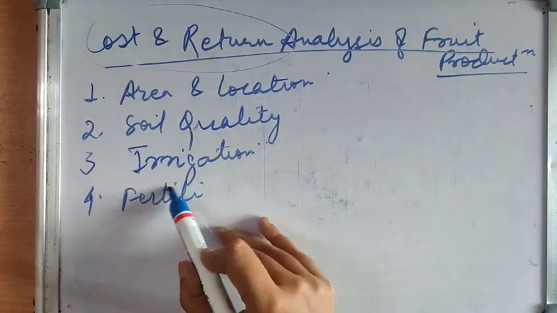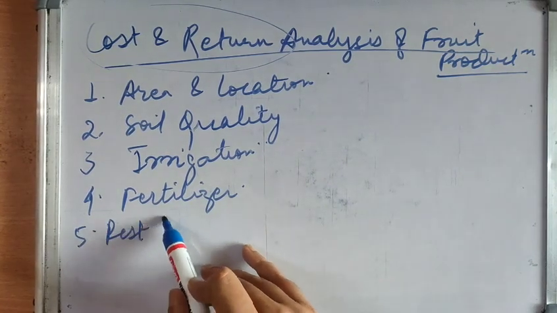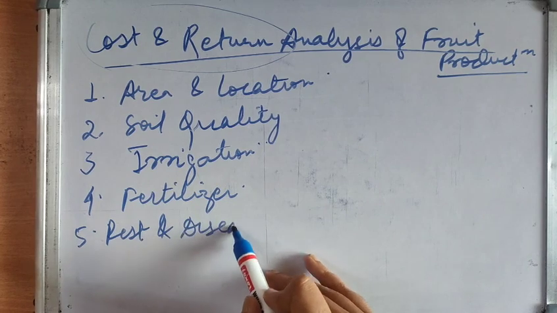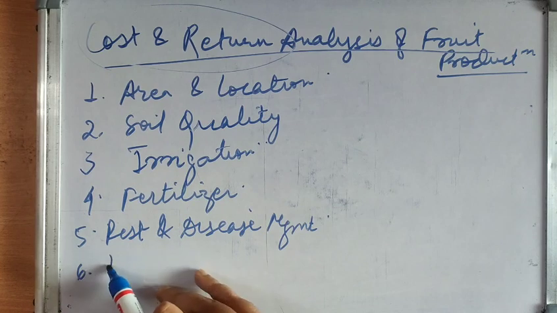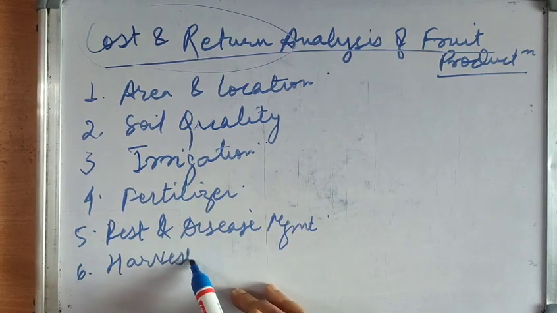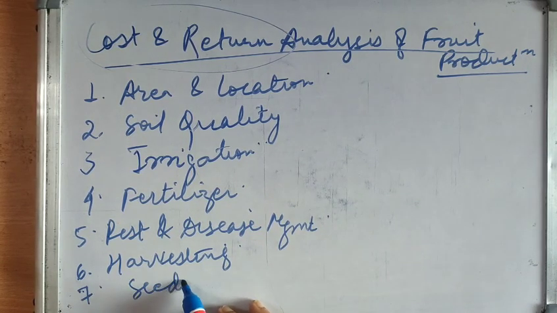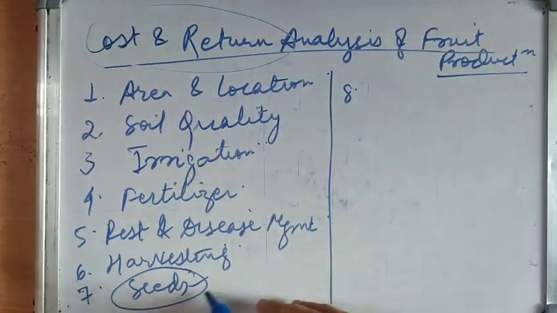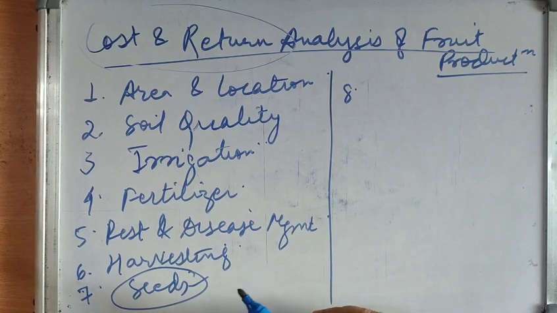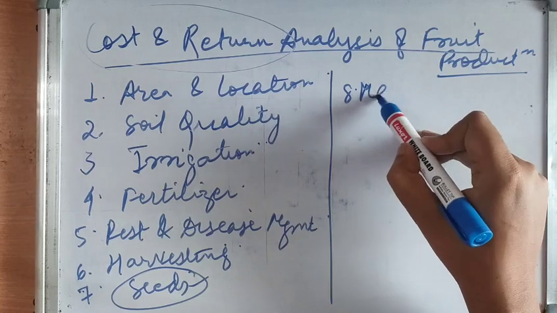Fertilizers, what we use. Pest and disease management. Harvesting, transportation, availability of seeds and plants, quality of seeds. If the seeds are of good quality and good variety, then obviously the yield will be high and the return will be high. Marketing, transportation.